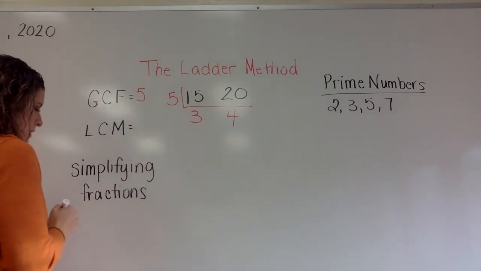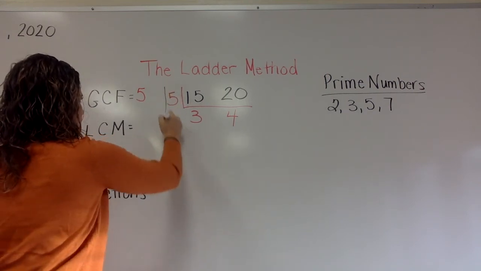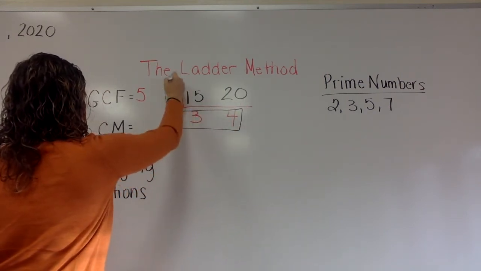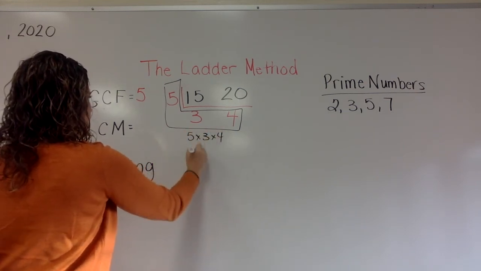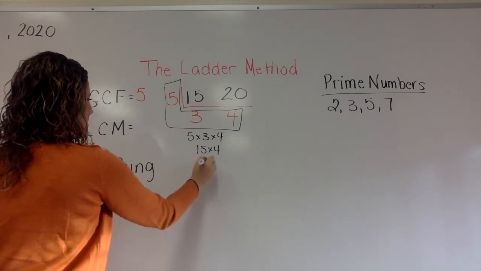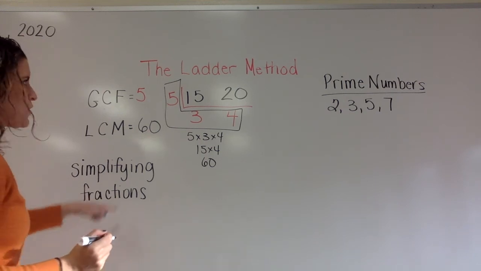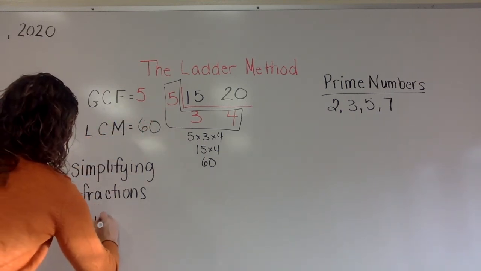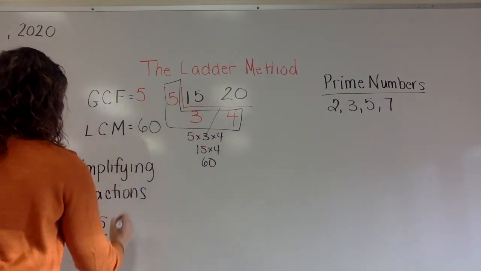My LCM is going to be multiplying these 3 numbers, again, in the shape of an L. That's a way to remember LCM. So we have 5 times 3 times 4. 5 times 3 is 15. 15 times 4 is 60. And if I were to simplify this fraction, if I had a fraction of 15/20, that would be simplified to 3/4.